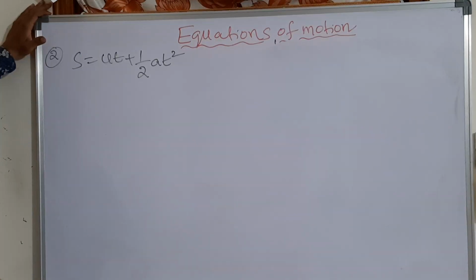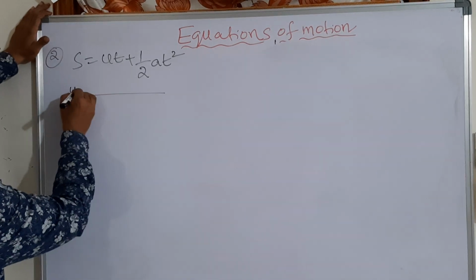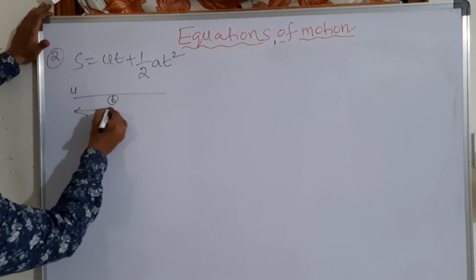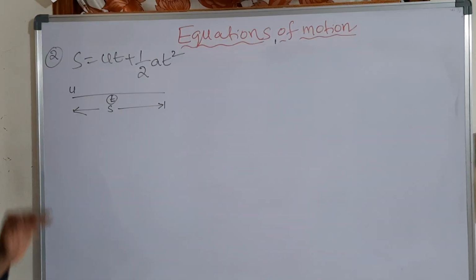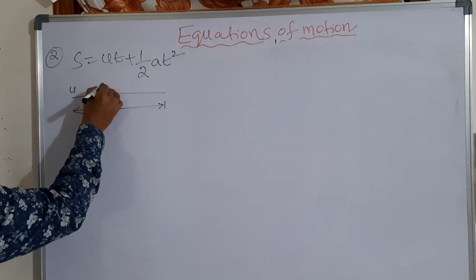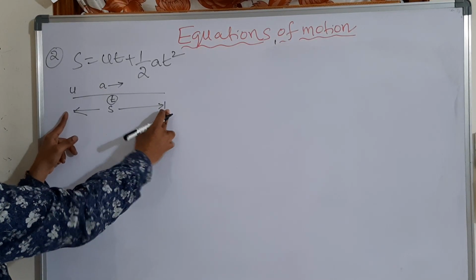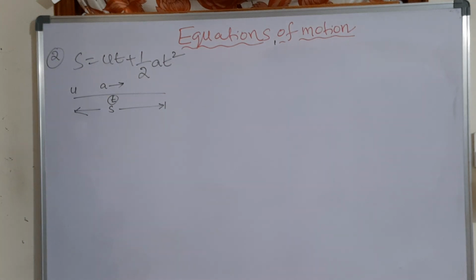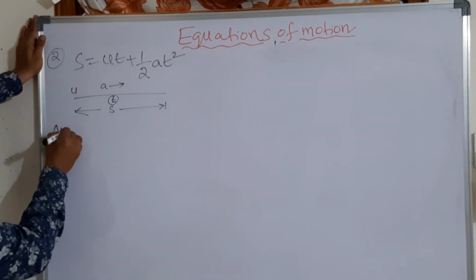So s is involved. That means initially a body starts with velocity u. After t seconds, how much displacement is covered by the body? And the body is moving with uniform acceleration. So this is total displacement. Here the body has initial velocity, and after some time the body has final velocity. That means here velocity is varying. When velocity is varying, you know very well, calculate average velocity.